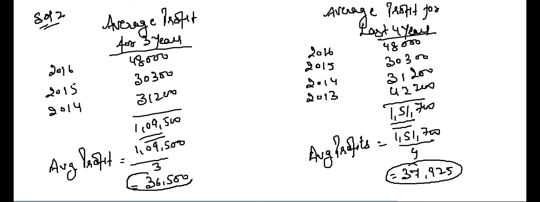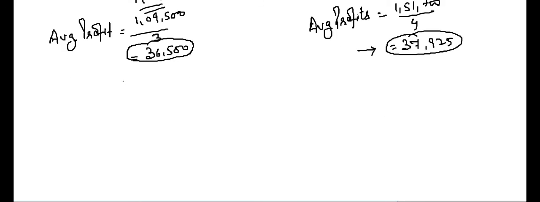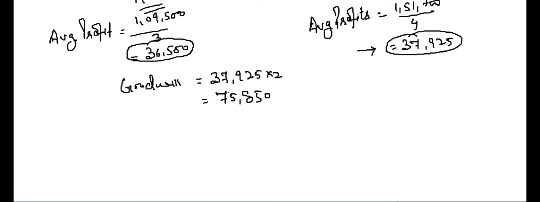Now the question says we have to consider the profits which are higher, right? Out of these two profits, we will consider the profit whichever is higher. So the higher profit is 37,925. So what will be the goodwill? Goodwill will be 37,925 into 2, because it is given in the question that we have to calculate twice the profits whichever is higher. This comes to 75,850. This is goodwill, right? Very simple question.